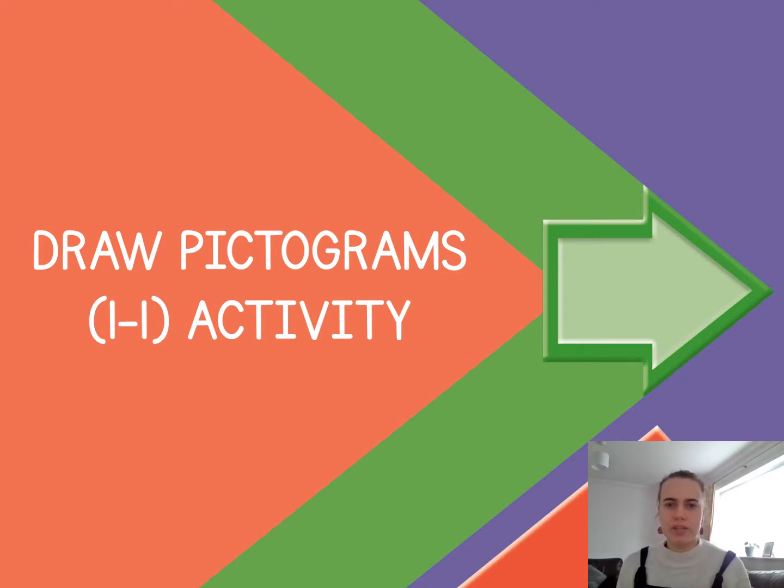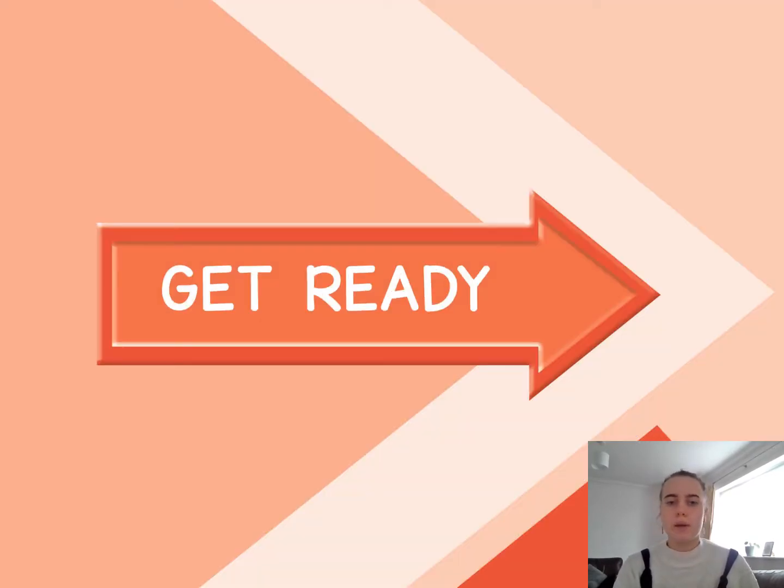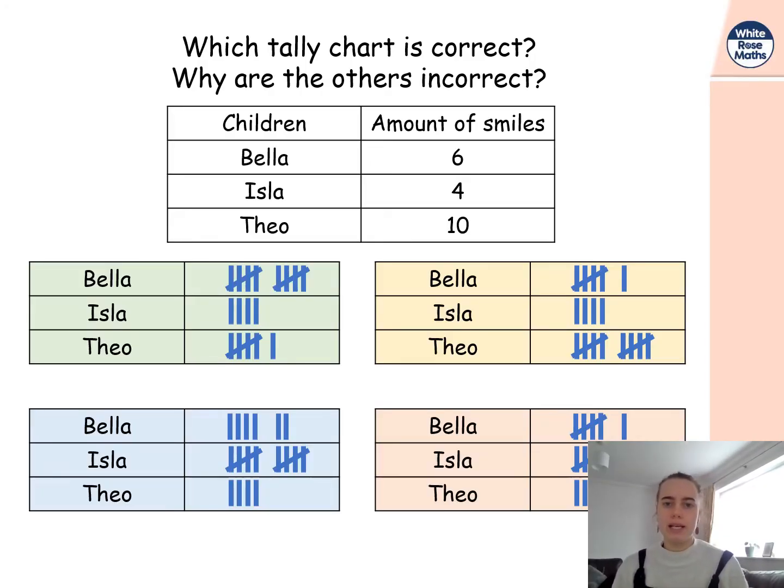Now it's going to look a little bit different today. We will look at tally charts to start off with. We are then going to look at something called pictograms. But to begin with, let's have a look at these different tally charts. Now this top tally chart, which is in white, shows us that Bella has 6 smiles. Isla has 4 smiles and Theo has 10 smiles.